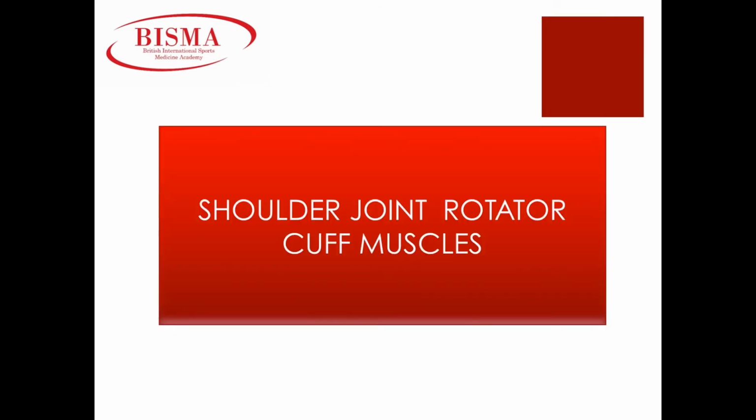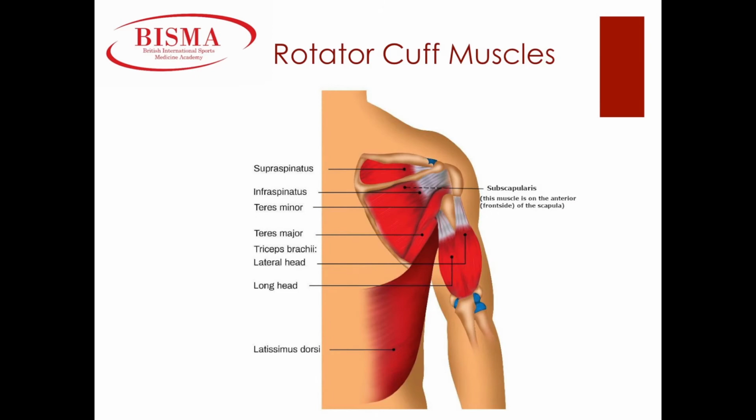Rotator cuff muscles. Let's begin with the supraspinatus muscle. The origin is superior to the spine of the scapula, and it inserts superiorly on the head of the humerus, so on the top of the humerus head. It crosses the shoulder joint. This muscle stabilizes the shoulder joint, helping to prevent dislocation. It also assists the deltoid in abduction of our arm.